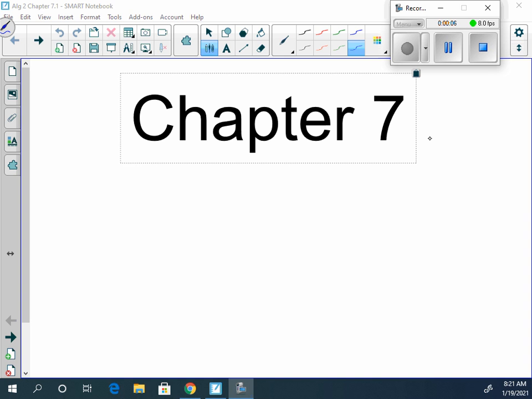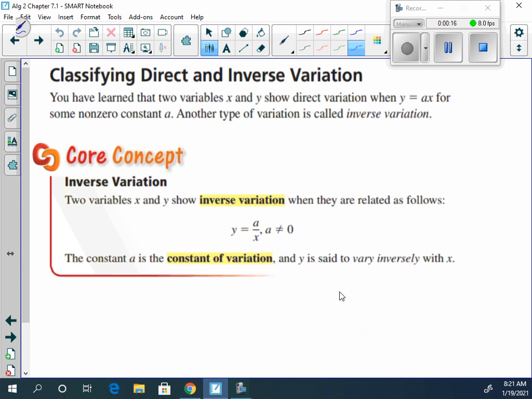What we're starting today is chapter 7. So we're going to be starting chapter 7 today, which is going to be talking about rational functions. Now, we're not going to delve too far into rational functions in our first section here, 7.1. What we're mainly going to be talking about today is direct and inverse variation.